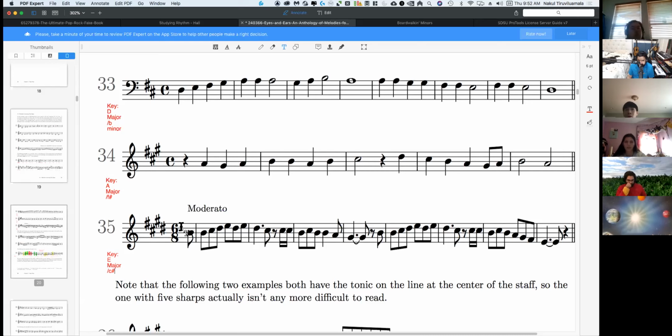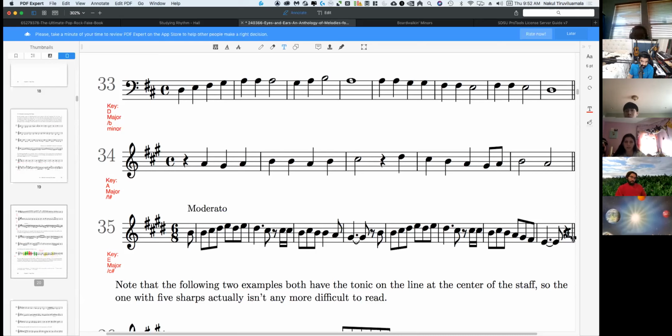So if we're in the key of E major or C sharp major, I think I might have done this wrong. No, we got the key right. So the first note is neither E nor C sharp, right? It's B.